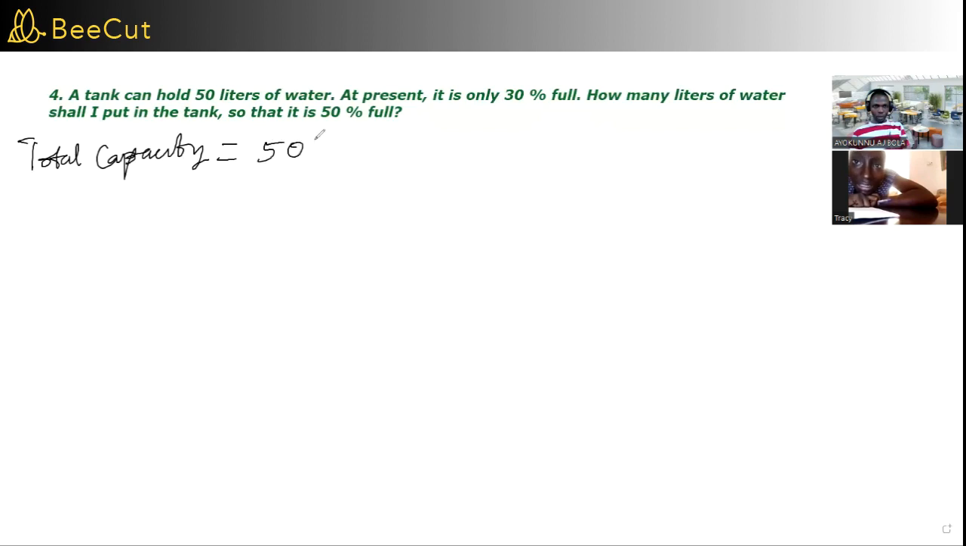Yes, sir. The total capacity of the tank is 50 liters.